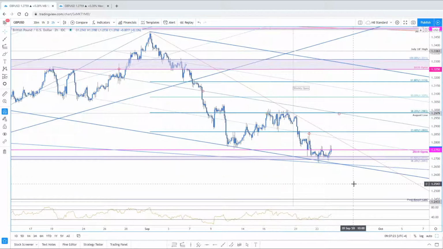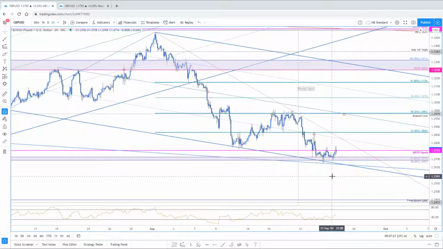All right, questions on pound. And that's the FX block, guys, into the weekend. Let's take a quick look at SPX and gold. And if there are no other questions, we'll go ahead and wrap it up there.